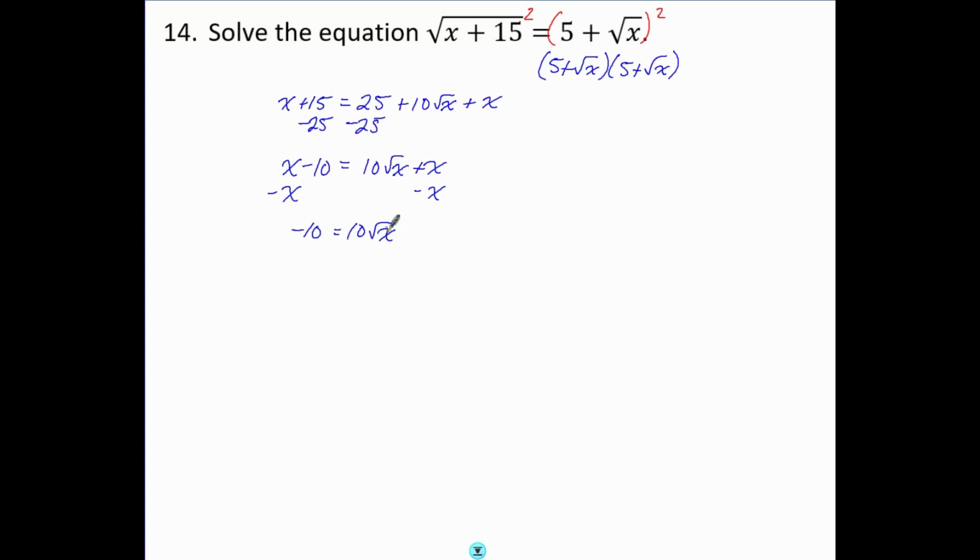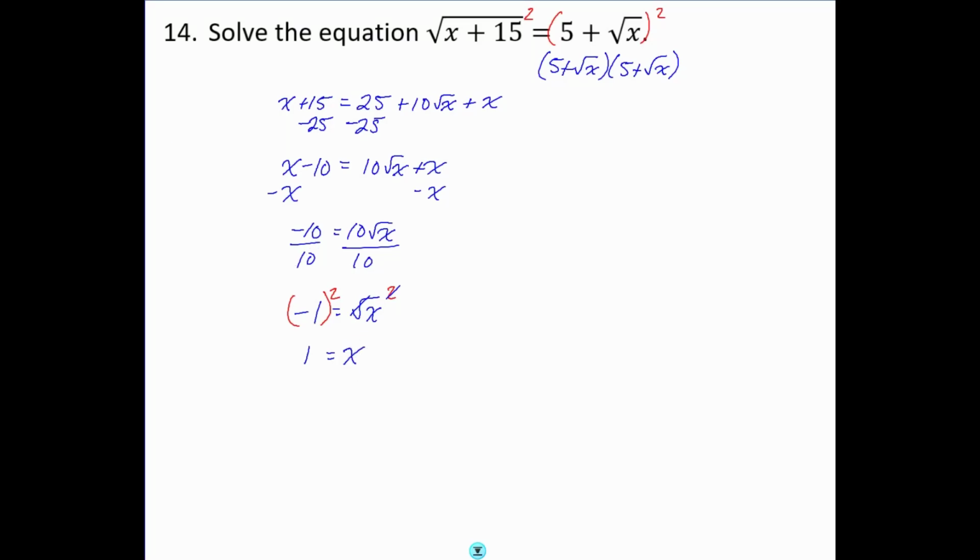I could divide both sides by 10 now. We're going to end up with negative 1 is equal to the square root of x. And now I have another square root that is isolated. So let's go ahead and square each side, the entire side. Negative 1 squared is going to get me positive 1, and the square root and square cancel out again, so we're going to get x. So we're saying x is 1.